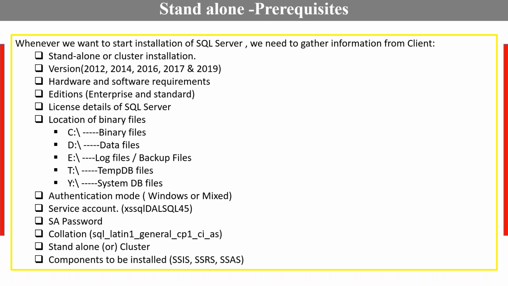So what are those inputs? Whether you need to install SQL Server standalone or on a cluster. SQL on standalone, SQL on cluster. That is the first major point, and I will explain the difference. Next, the version. Which version we need to install: 2012, 2014, 2016, 2017, 2019. Based on the version, you need to get the software and hardware requirements.